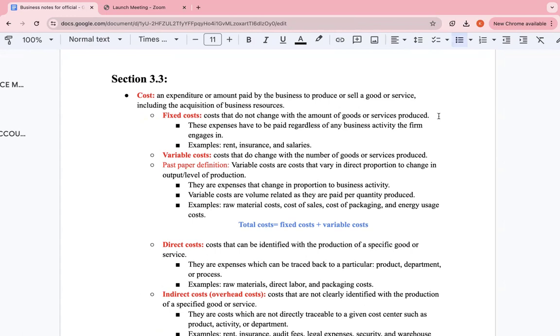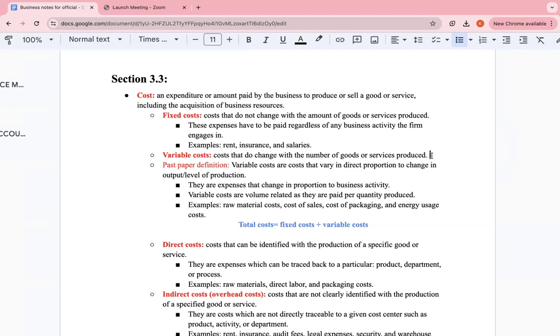Fixed costs can be rent because you're renting the same building. So no matter how much you produce, it's still going to be the same. It won't change. The expenses have to be paid regardless of any activity the firm engages in. So basically, if you produce one good or 50 goods, you're still going to pay the same amount because again, it's a fixed cost. And examples include rent, insurance, and salaries. So salaries basically depend on the amount of employees, and then insurance and rent.